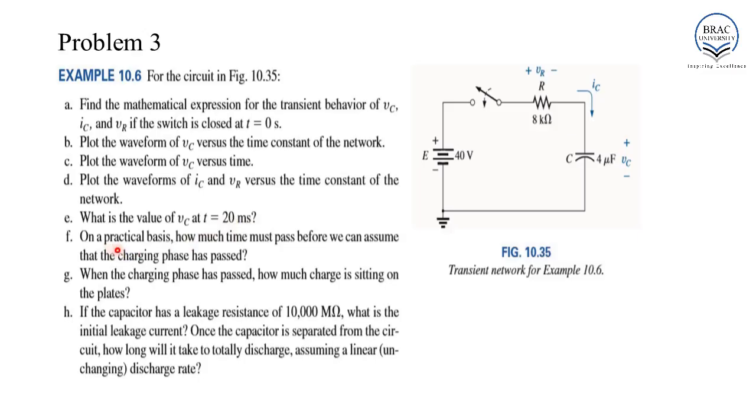The next question is, on a practical basis, how much time will pass before we can assume that the charging phase has passed? We also need to determine the total charge on the plates. And after that, there is a question which says, if the capacitor has a leakage resistance of 10,000 megaohm, what is the initial leakage current? Once the capacitor is separated from the circuit, how long will it take to totally discharge, assuming a linear, unchanging discharge rate?